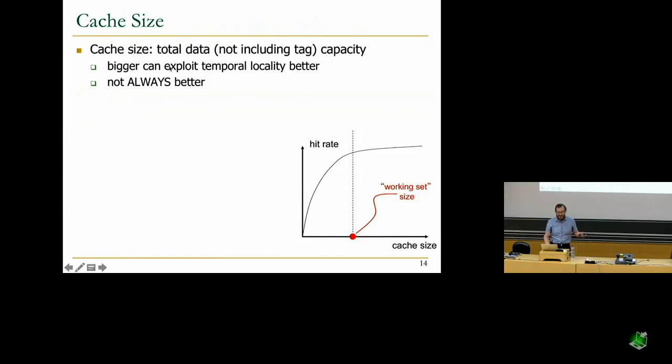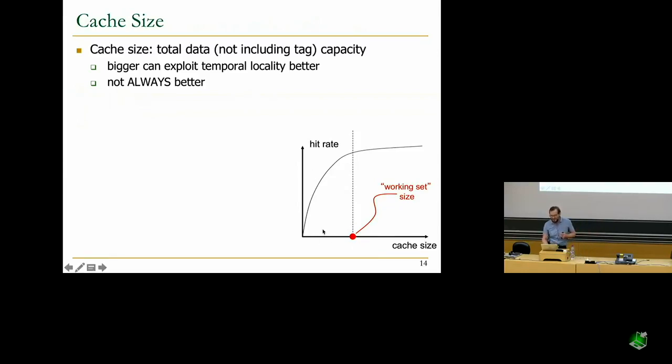So having a bigger cache usually exploits temporal locality better because it can capture more things into the cache. Hopefully you can keep things around in the cache longer, so temporal locality over a longer period of time is captured. But that's not always true. It depends on the program, of course. So you usually get a curve that looks like this.